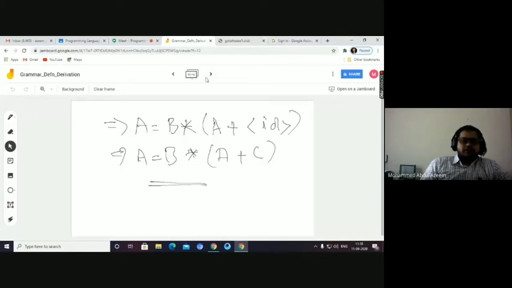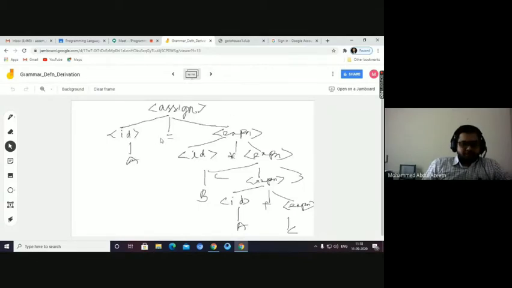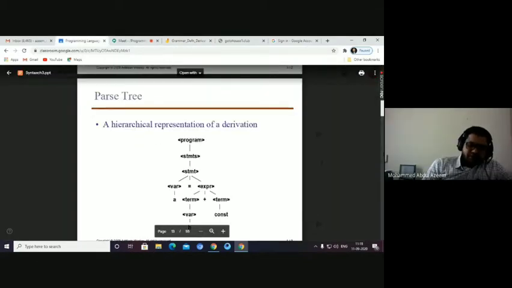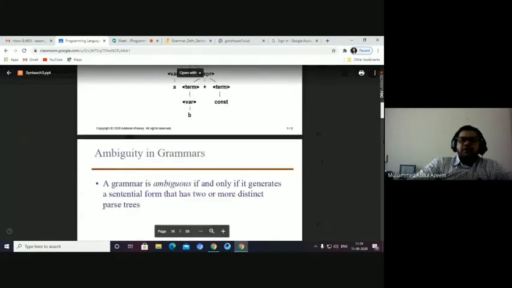Fine. Now, let us draw the parse tree for the same, okay? Here I am trying to draw the parse tree for the same. Write down what is parse tree here. Hierarchical, syntactical structure of a sentence of a language is called parse tree. Or you can say hierarchical representation of derivation. For example, here you can see one parse tree is represented. So now we'll try to derive the parse tree for the derivation that we have seen here.